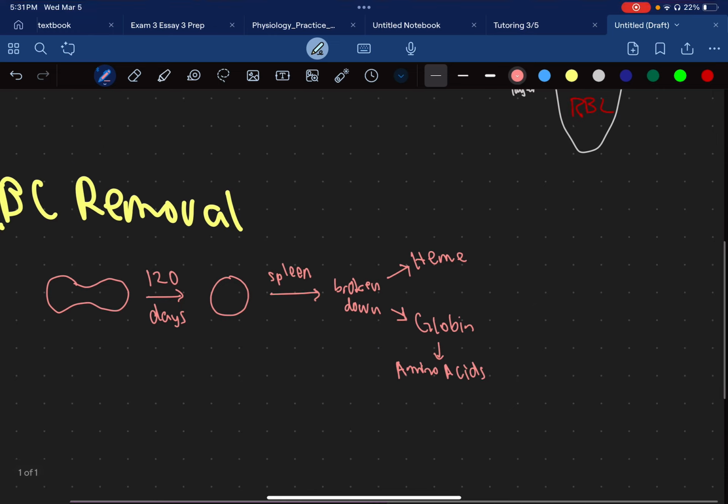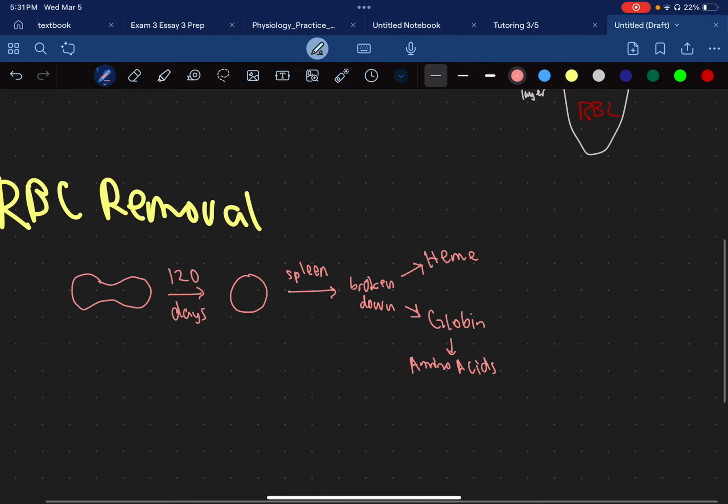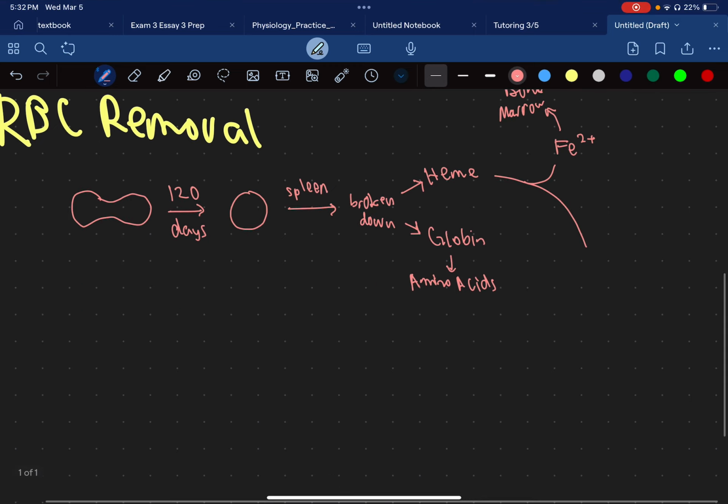The heme, though, that's where it gets a little more interesting. The heme is kind of a circular structure with an iron in the middle. So immediately that iron is going to be lost. And the iron's going to go back to the bone marrow to be reused as new red blood cells are made. So the iron will go back. And when that happens, the heme will turn into something called biliverdin.